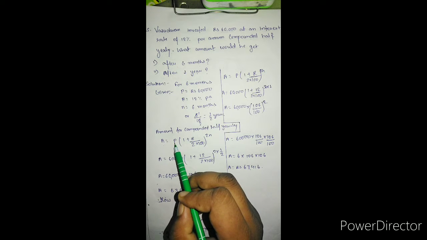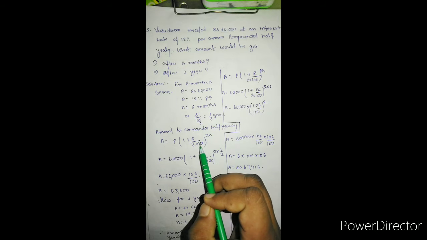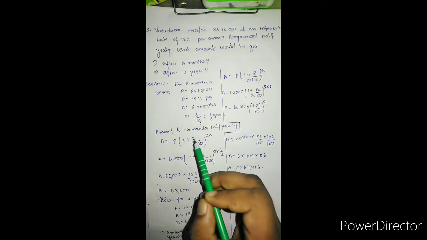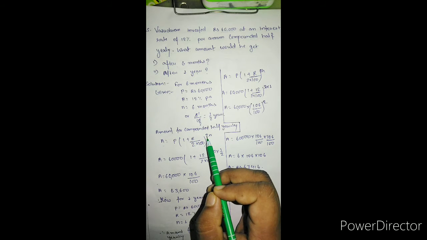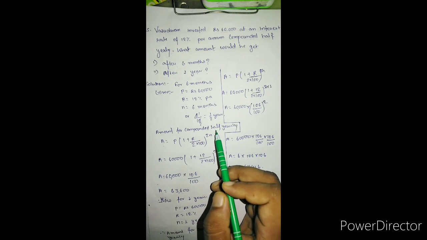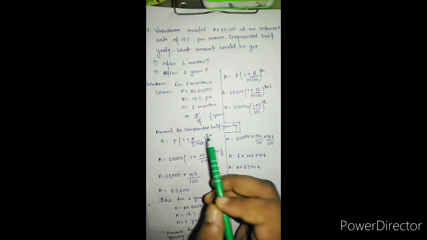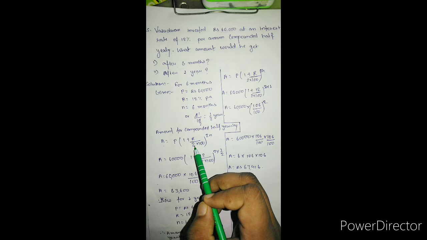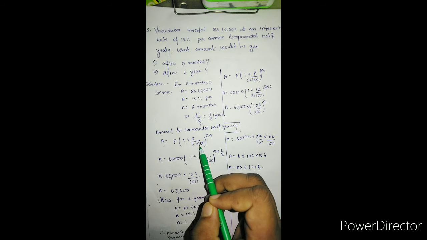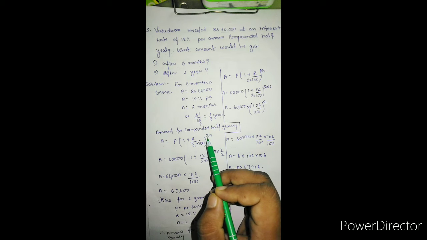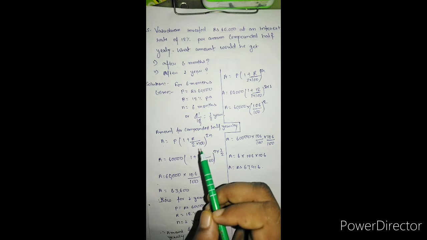A is equal to P into (1 plus R by 2 into 100) to the power 2n. In the case of half yearly, rate is divided by 2 and time is multiplied by 2, because 1 year is equal to 2 half years. That's why in half yearly the formula is P into (1 plus R by 2 into 100) to the power 2n. Means R is divided by 2 and time is multiplied by 2.